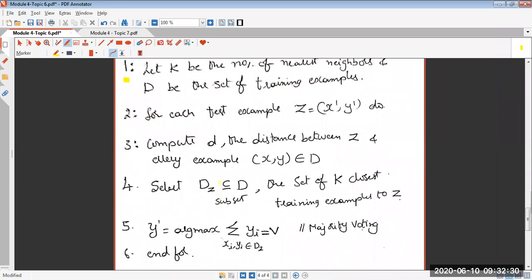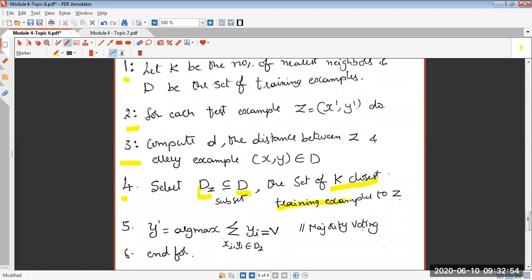So what I just now demonstrated in the problem is happening in step 2 and 3. So step 4, select dz as a subset of d. Now what is this dz? dz is nothing but the k closest training examples, that's it.